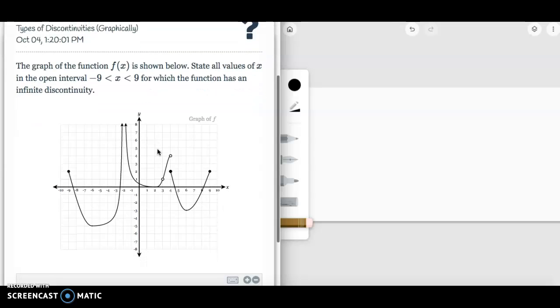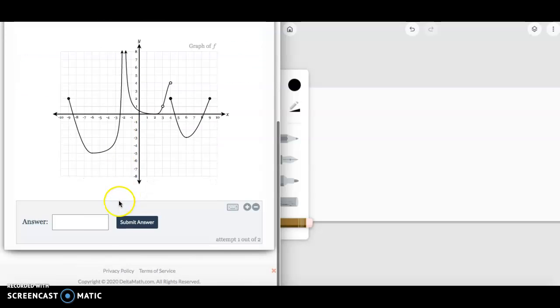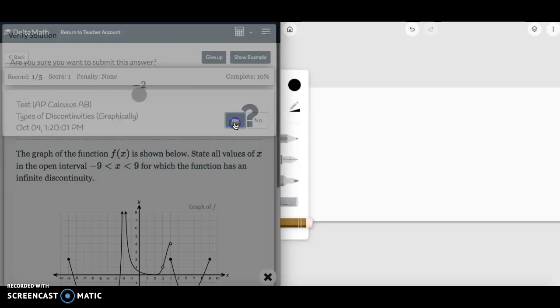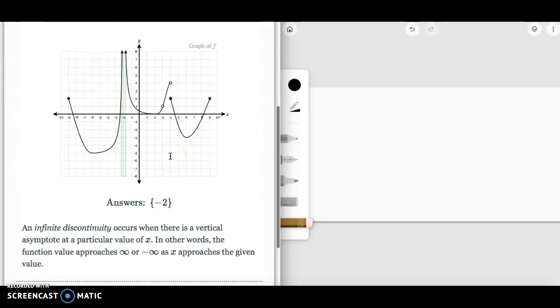This time they want to know wherever I have an infinite discontinuity. So basically wherever I have a vertical asymptote. And it definitely looks like I have one at -2. I think that's the only one, right? Beautiful. See, these ones are easy.